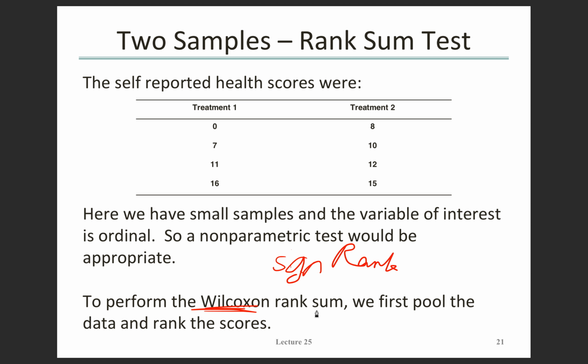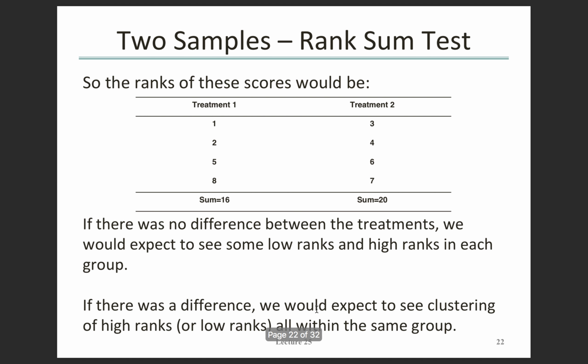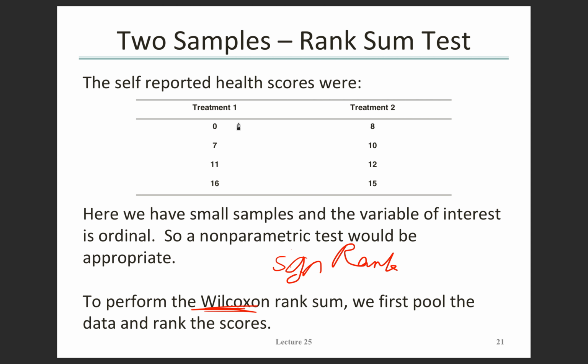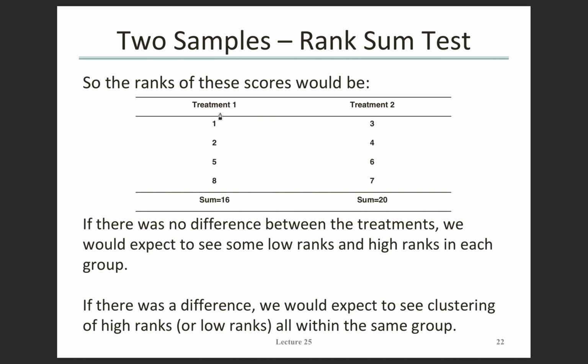So we first pool the data and rank the scores. We pool them together. So the ranks of these scores will be, see, we put them together. This will be 1, and this will be 2. This is 3, 4, 5, 6, 7, 8. So it's 1, 2, 5, 8, right? That's what's happening. We rank all of them here, and then we sum them. That's why it's called rank sum. That's really neat, right? So this sum is 16.